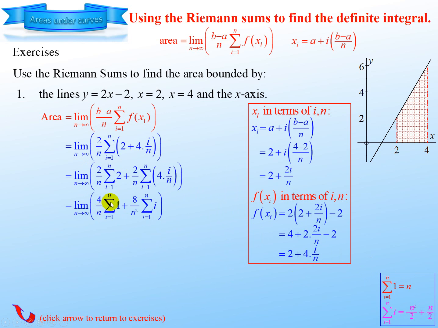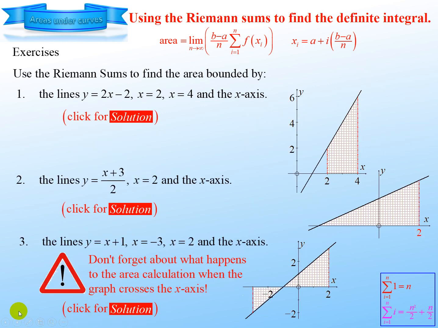Now we can substitute that sigma notation with n, and that sigma notation with n squared over 2 plus n over 2. Simplifying, and because it's the limit as n tends to infinity, 4 plus 4 stays constant, and 4 over n goes to 0, so therefore that is equal to 8. So there is our area under that straight line. We click here to go back to the question.